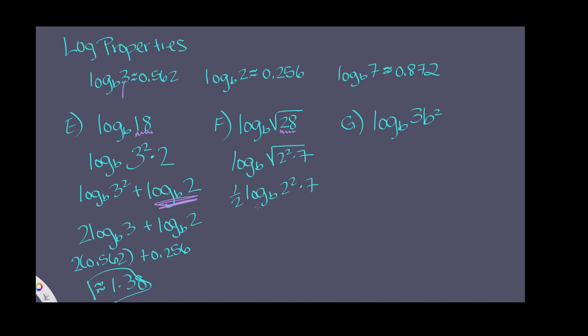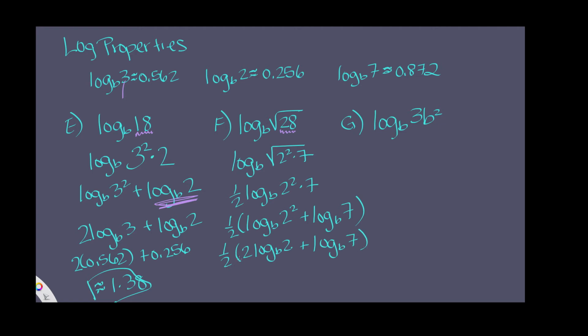And now we have to be careful because this half is going to be applied to all of this. This is the log of a product that we can write as the sum of 2 logs, but this half really is going to be multiplied by our entire sum. So log base b of 2 squared plus log base b of 7. The 2 is going to swing out front, so I'm going to have half times 2 log base b of 2 plus log base b of 7.